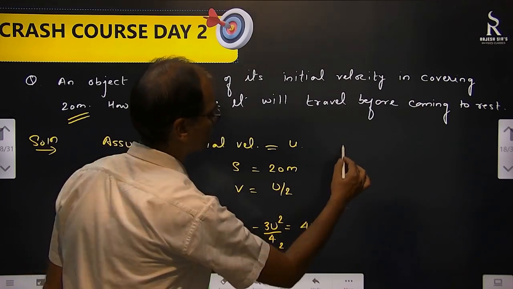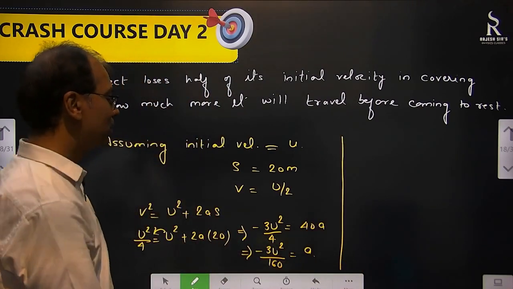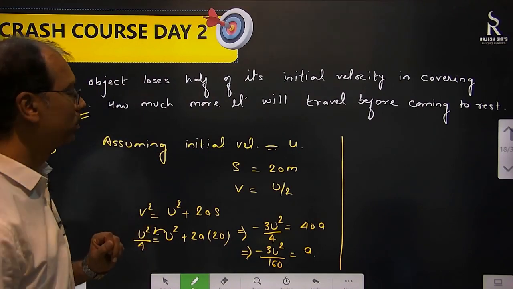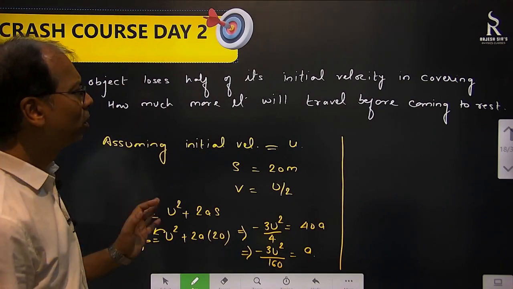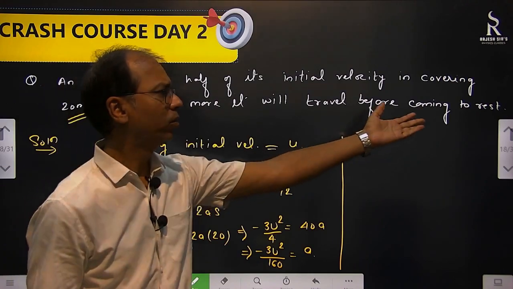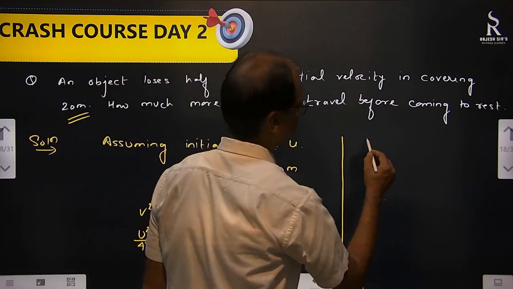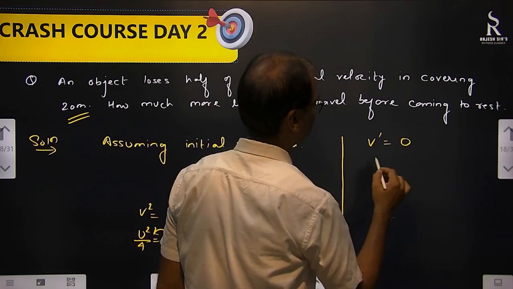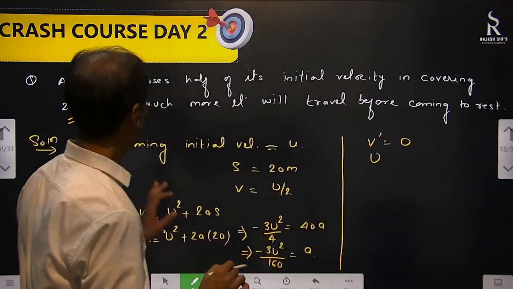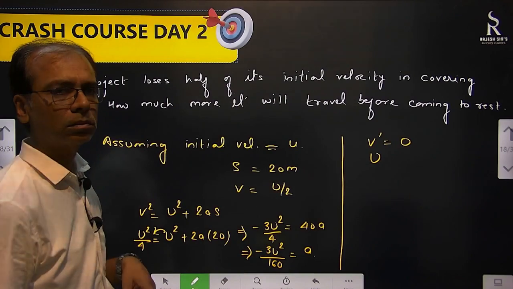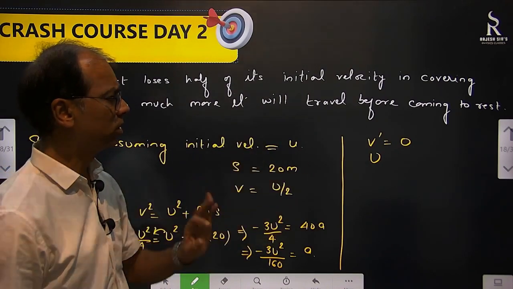That's the acceleration. Now the question is asking how much more it will travel before coming to rest, that means final speed is 0 this time. So v dash is going to become 0. Initial velocity I will say u only, supposing I am taking from the beginning itself. Final velocity 0, initial velocity u, and acceleration is this.